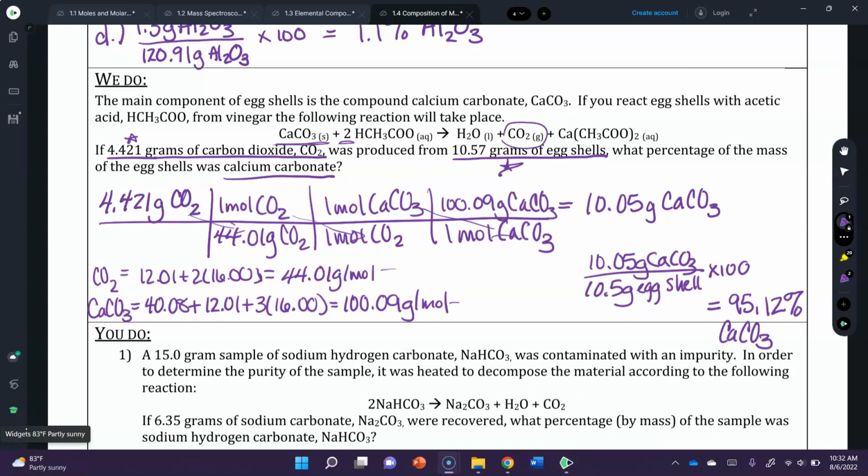Okay, so you should get that the smaller number, the calcium carbonate, is on top, and this should be 10.57 grams of the eggshell on the bottom. And when you divide those, you should get 95.12% calcium carbonate.